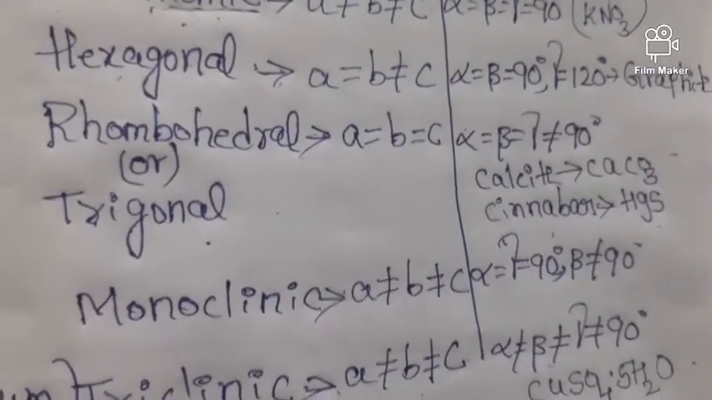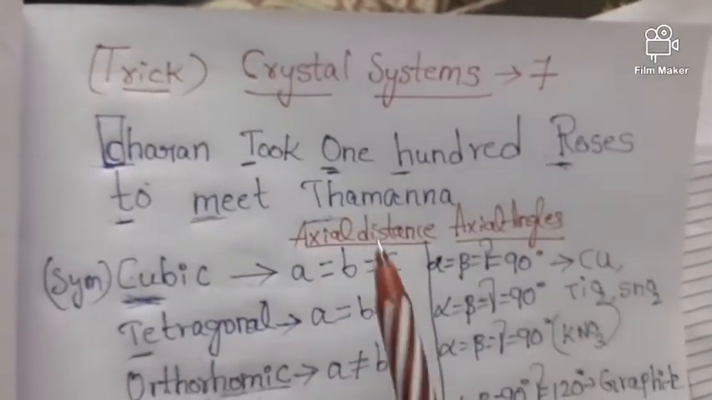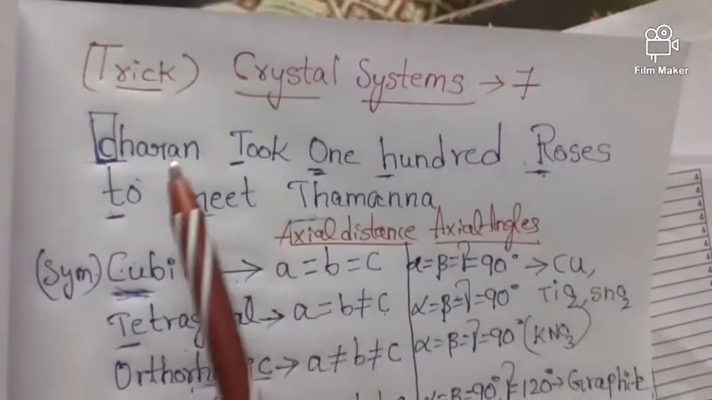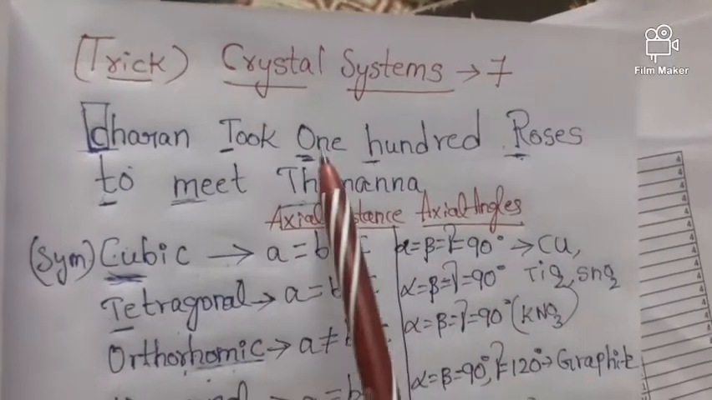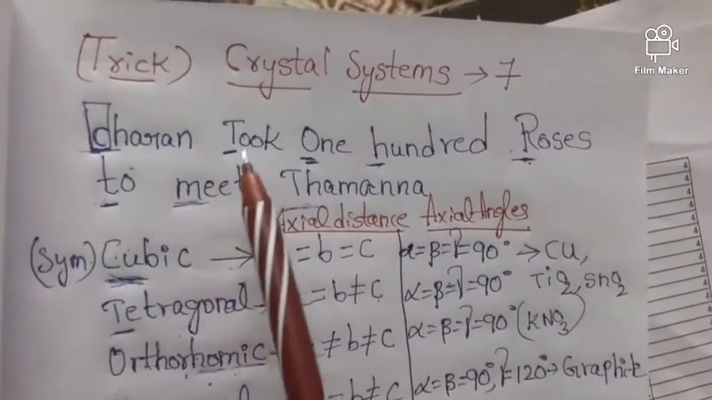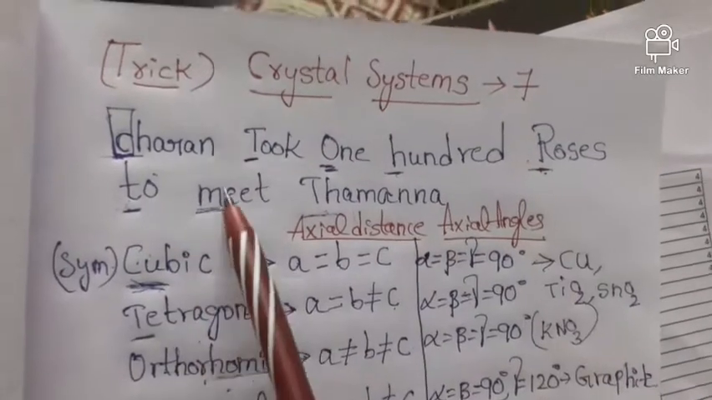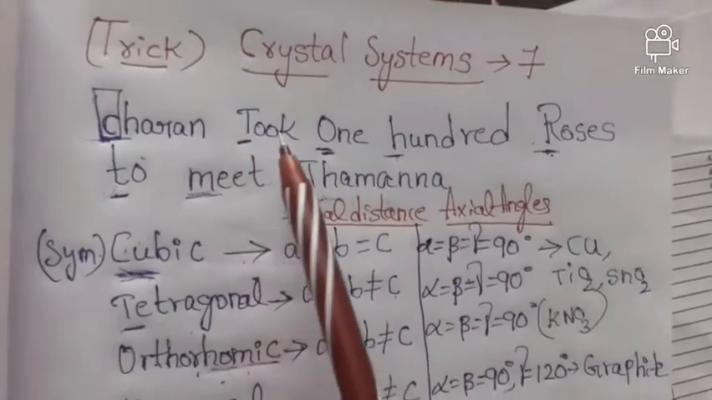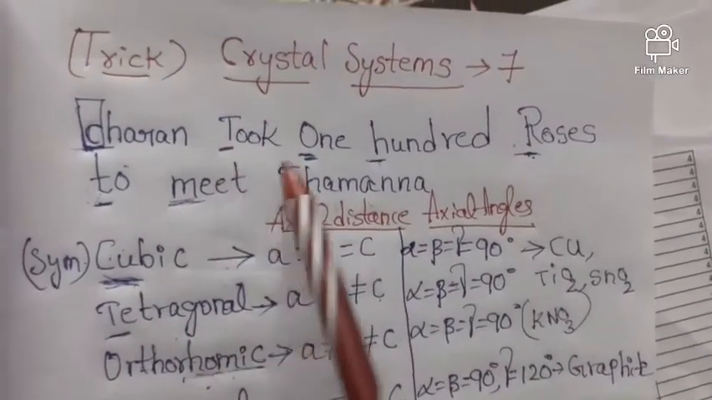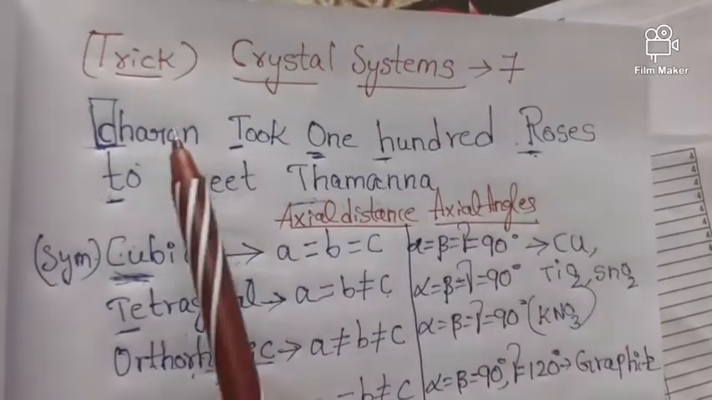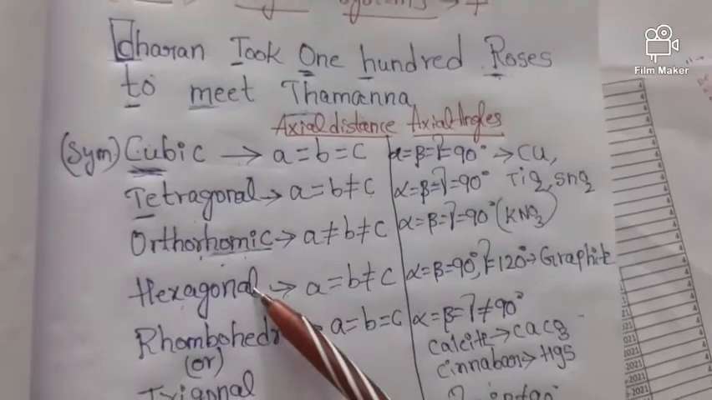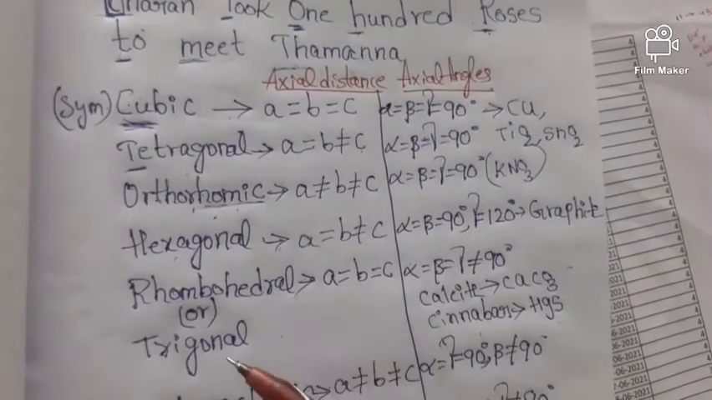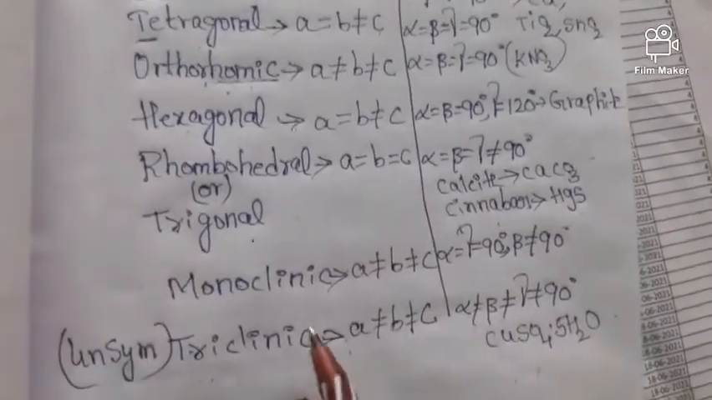So, hydrated copper sulfate is the example for the triclinic crystal system. Hope you understood the trick, friends. The trick is very simple. Let me revise this quickly. Here the trick is just to remember the names of the crystal systems. Charan took 100 roses to meet Tamanna. Here we take the starting letters of these words. So: cubic, tetragonal, orthorhombic, hexagonal, rhombohedral or trigonal, monoclinic, triclinic.